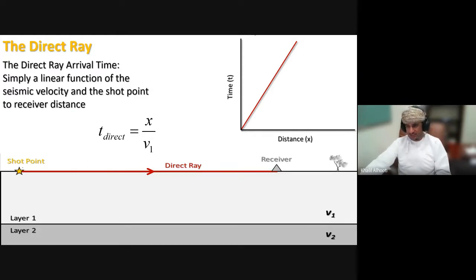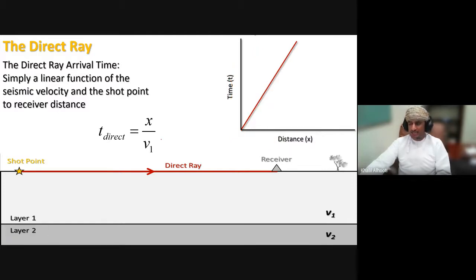So to work out the direct ray, the energy traveling from the source to any receiver, we assume there are a lot of receivers, and we pick those energy times. This is one time in a trace, another trace, another trace. I keep picking them, connecting them by a line. So what I get is this straight line, and this straight line goes through the origin. This is the distance axis, and that's the time axis.